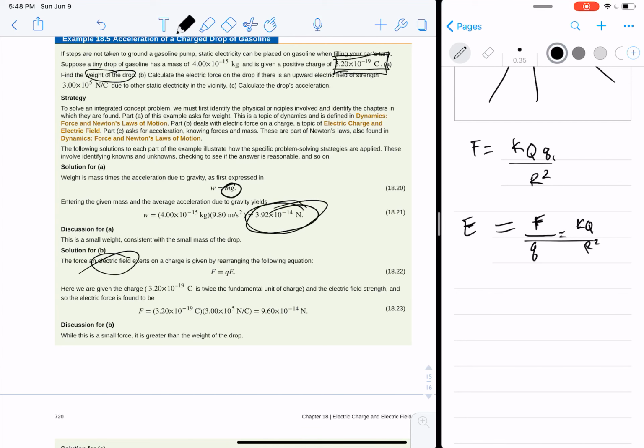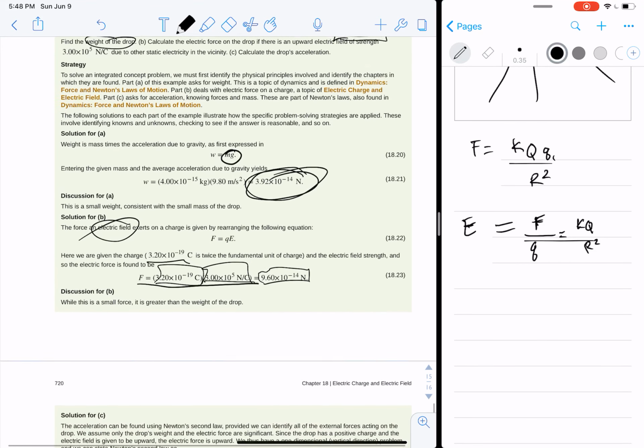So let's calculate what the force would be on this thing. The force is F equals Q times E. We are given the charge, 3 times 10 to the minus 19, which is twice the fundamental charge, and the electric field. So we just plug all this in. The force is the charge times the electric field we're given, and this is the force due to the electrostatic force on a charged particle.